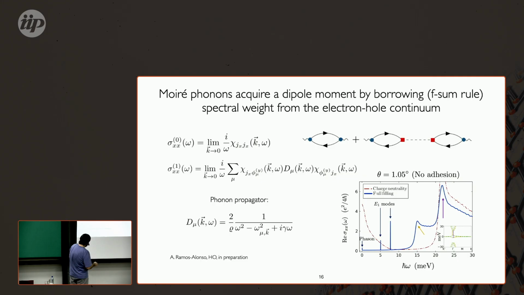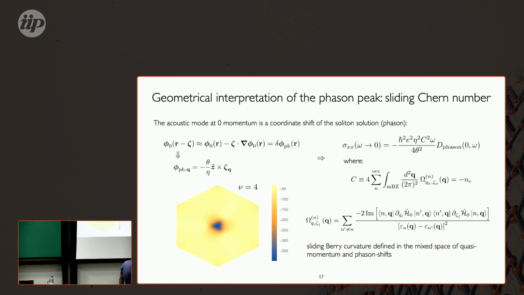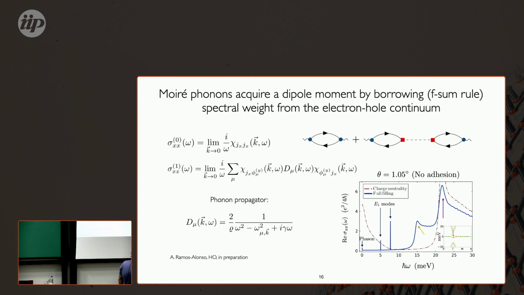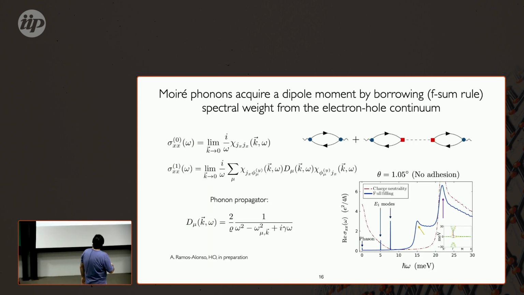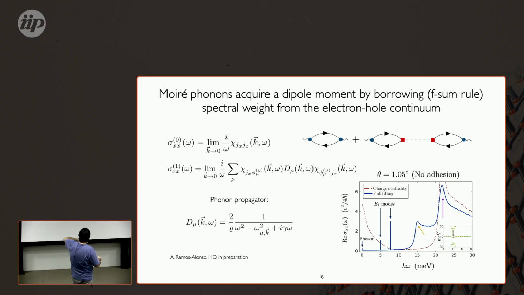Let me discuss, yeah. So this is the situation in which the flat bands are fully occupied, okay? So you have the gap. These are these two transitions basically, and you have a bunch of moiré phonons belonging to the E1 representation that lie at energies within the gap. So you can see those.